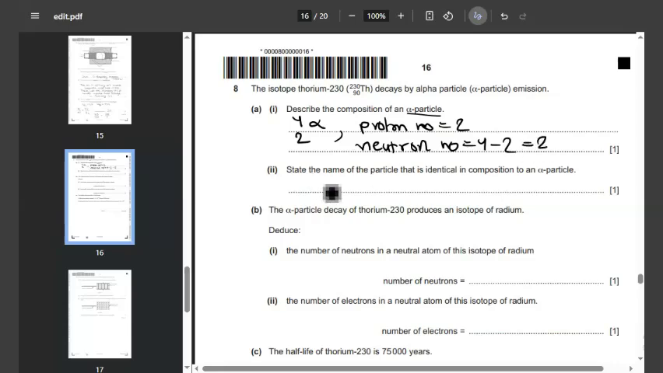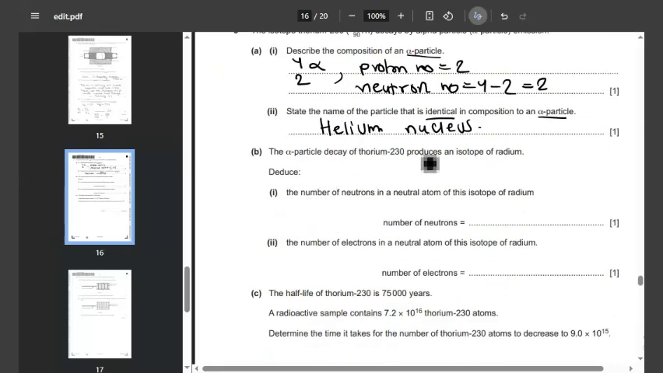Okay. Roman 2. State the name of the particle that is identical in composition to an alpha particle. So this is helium nucleus. Okay. Question B. The alpha particle decay of thorium-230 produces an isotope of radium. Deduce, Roman 1, the number of neutrons in a neutral atom of this isotope of radium.